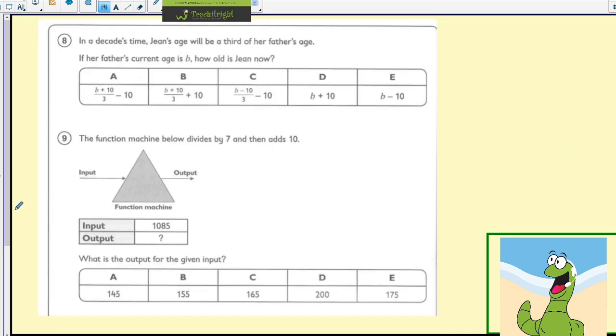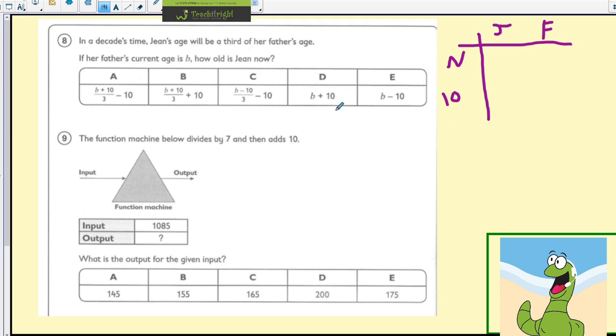Number 8. In a decade's time, Jean's age will be 1/3 of her father's age. Golly gosh. So I like to start with these with a little grid, and I like to write down all the people. So we've got J for Jane and F for her father. And we've got N for now, and then in a decade's time, so that's 10 years' time.